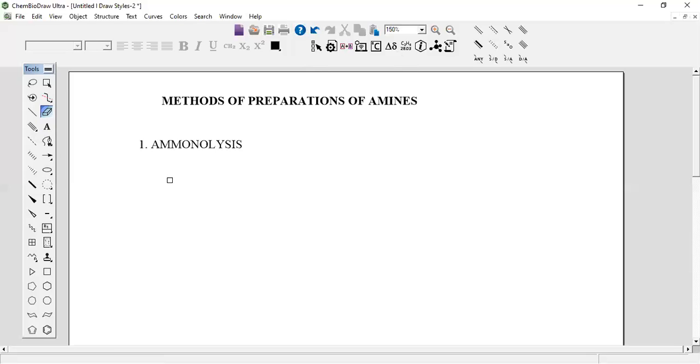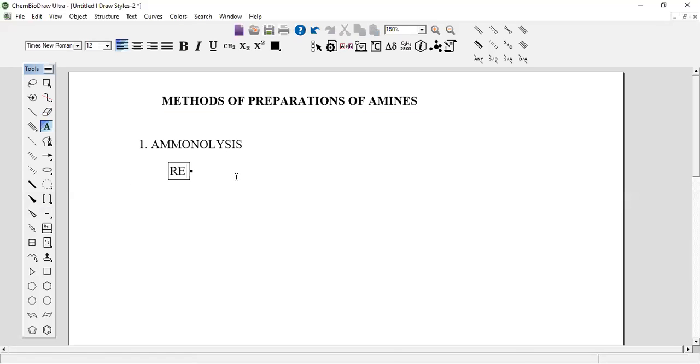Now, come to the point. In ammonolysis, the compounds react with ammonia; the reactions where compounds react with ammonia are called ammonolysis. Now we want to prepare what are called amines.